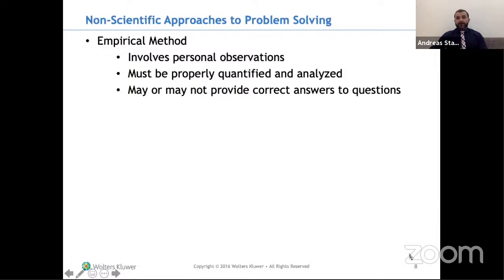Because it worked for you, or it didn't work for you, or it worked for your cousin, or your coach, or whoever, it doesn't mean that it may, but it may not. So we need to break it down, as you see, quantify it and analyze it.